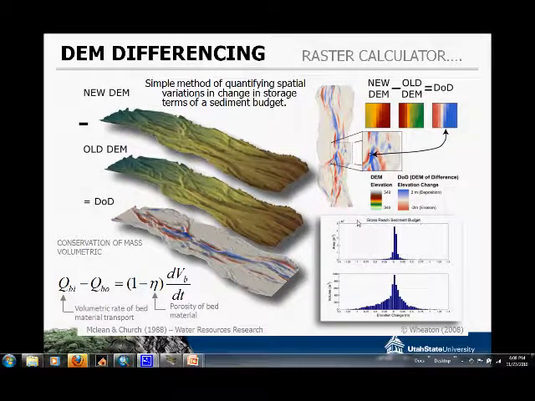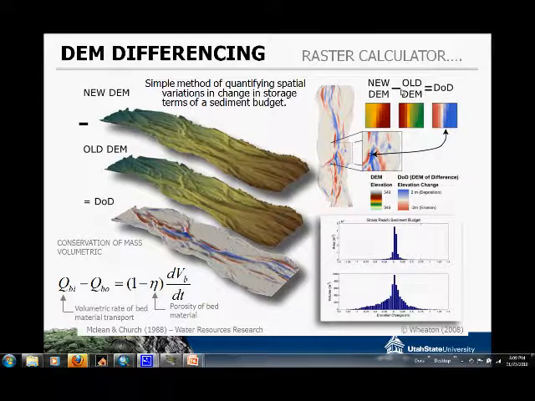Just to explain the idea of DEM differencing, what we have here on the left are two DEMs that were derived from surveys at two points in time. We've got a new DEM and an old DEM, and all a DEM of difference is, is when we simply take, on a cell-by-cell basis, if this is a blown-up view of each of those DEMs, on each overlapping cell, we simply subtract the old DEM from the new DEM to get a DEM of difference.